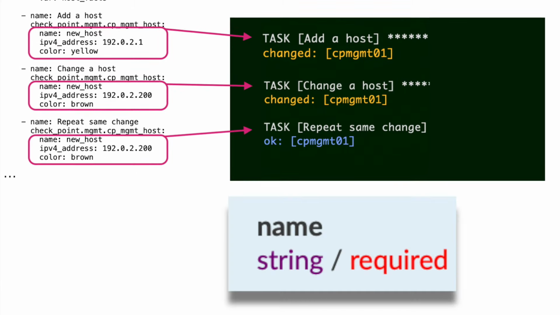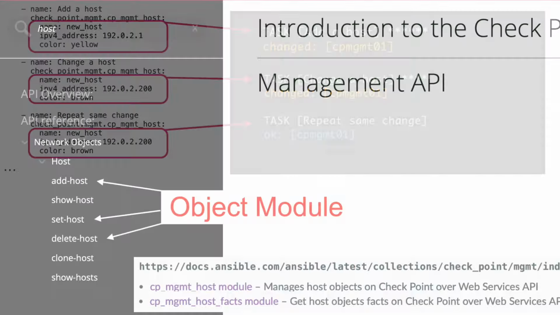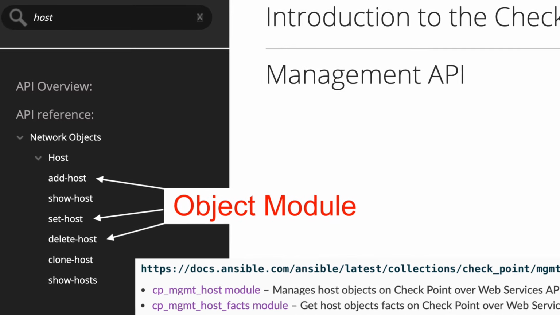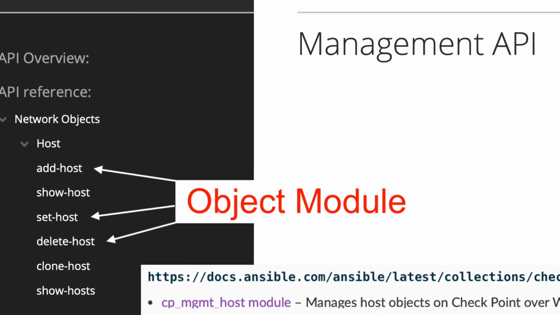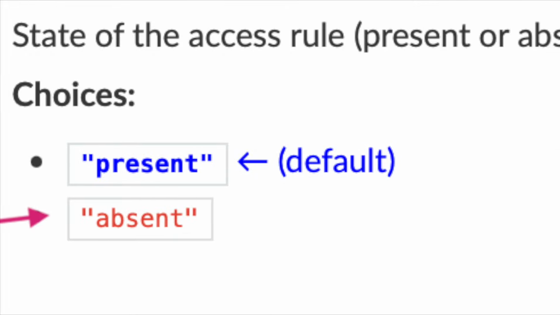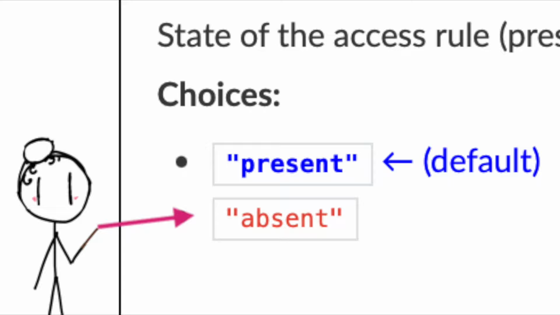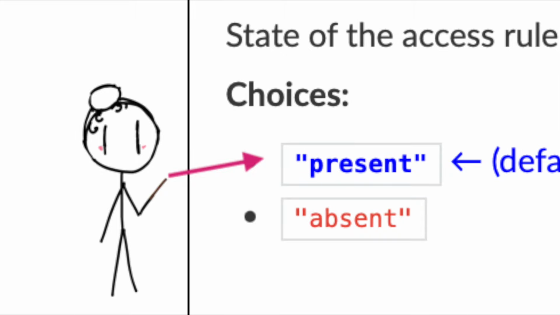For Check Point modules, this unique parameter is the name attribute. But how does the module know to add, set, or delete the object if only one object module is available for all three APIs? An optional parameter, state, makes that determination. The state parameter has two possible values, absent or present. Absent says to delete the object if it exists. Present says to create the object if it doesn't exist, or to update it if it does exist.